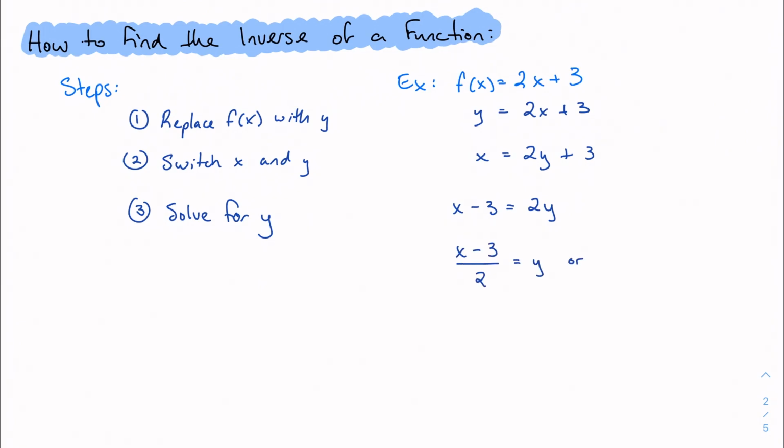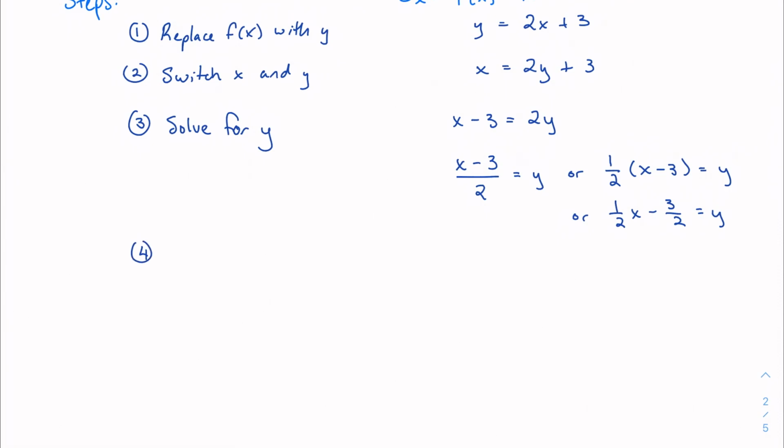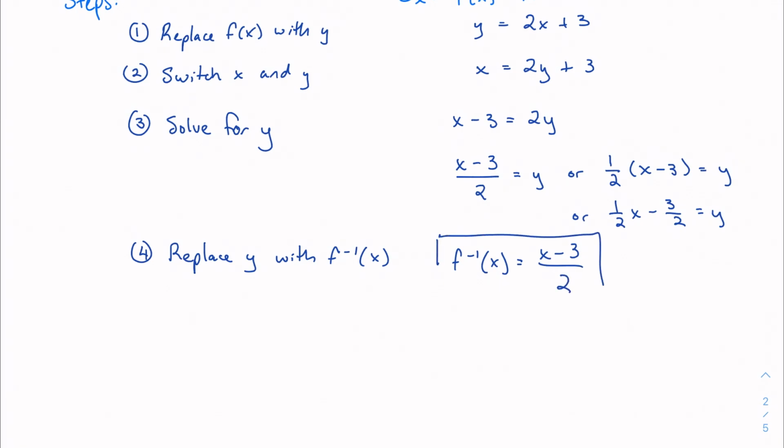Or if I wanted to, I could have written it as multiplying by 1/2, so this would be acceptable also. If you chose to distribute that, that would be acceptable also. Any of these is fine. They all mean the same thing. Once I'm done with that, I'm going to replace y with, well, let's think about this. I found the inverse of the function, so instead of calling it f of x, I'm going to call it f inverse of x. So f inverse of x equals x minus 3 over 2. There's my function. There's my inverse.